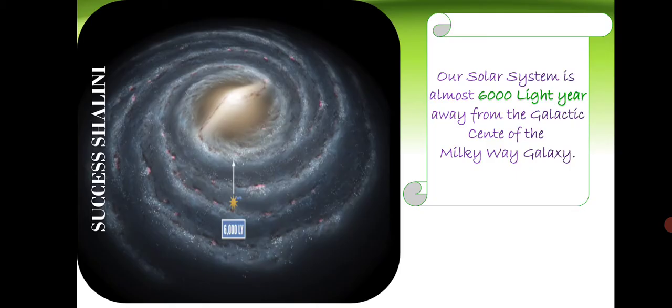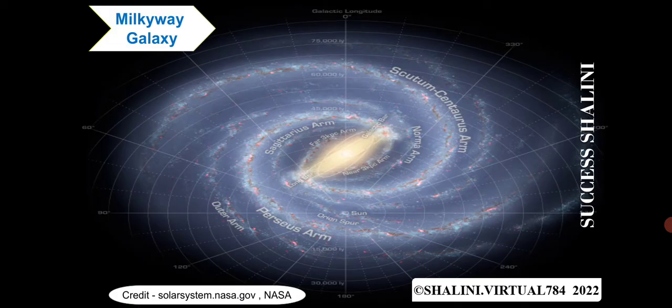Now again, this picture is showing us that the sun is located around 6,000 light years away from the galactic center of the Milky Way galaxy, which is making it almost at the center, because whatever distance it has from the galactic center, the same distance it has from the edges of the Milky Way, which gives us an idea that our solar system lies almost at the center of the Milky Way galaxy.